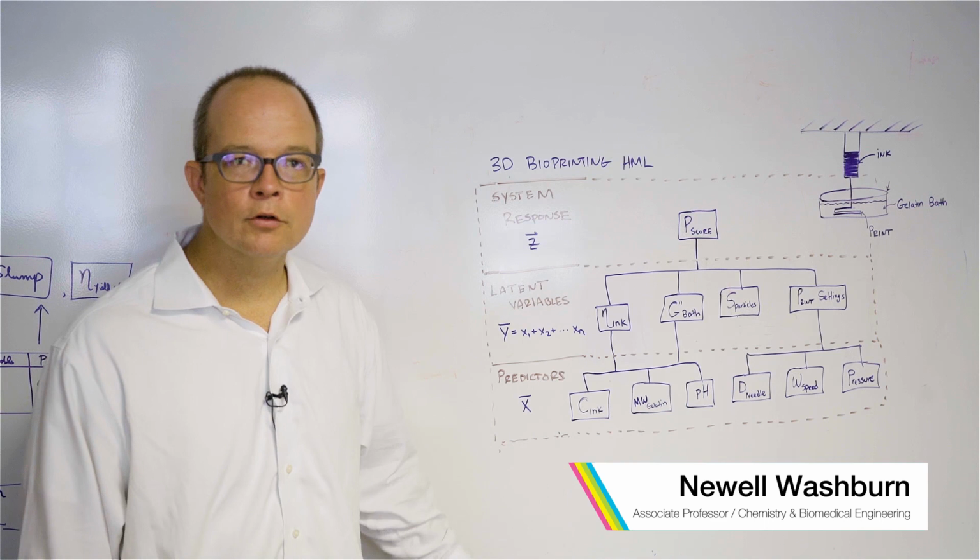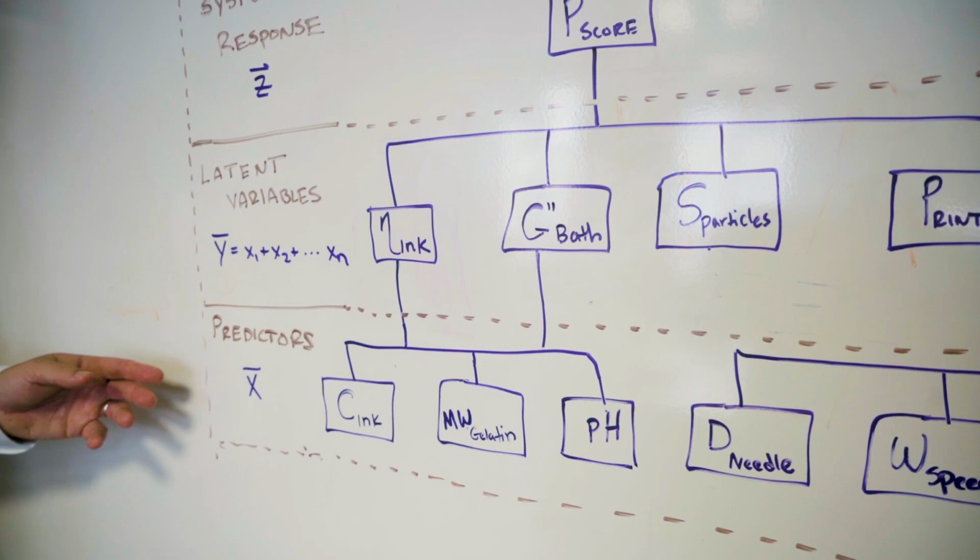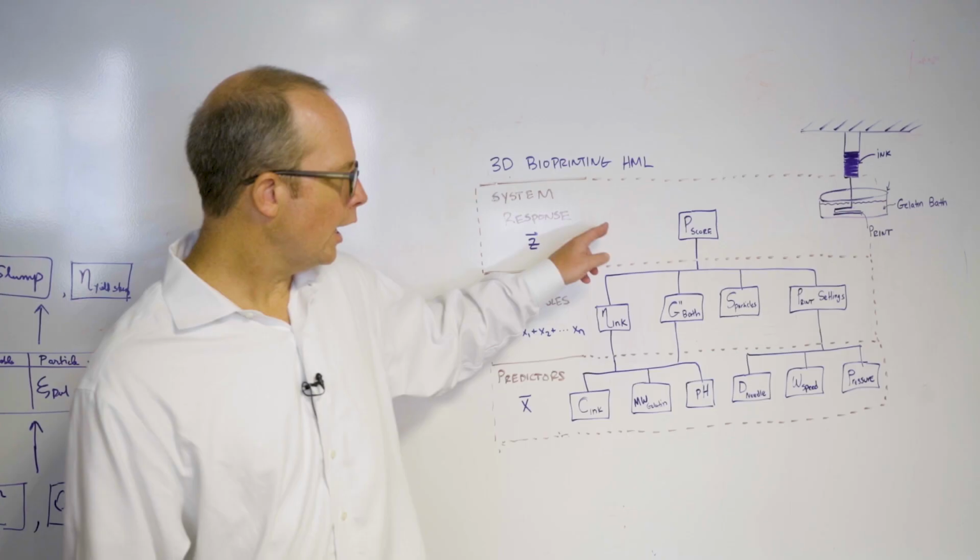Shown here is the machine learning algorithm that we developed for 3D printing. Machine learning algorithms all have the same general structure where you have the input variables on the bottom layer and the output on the top.